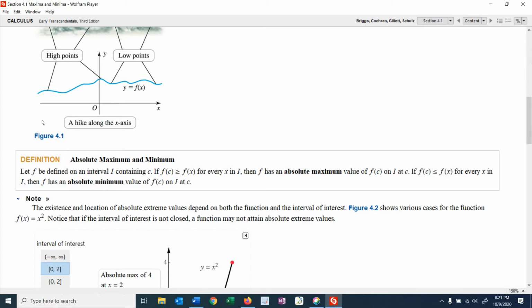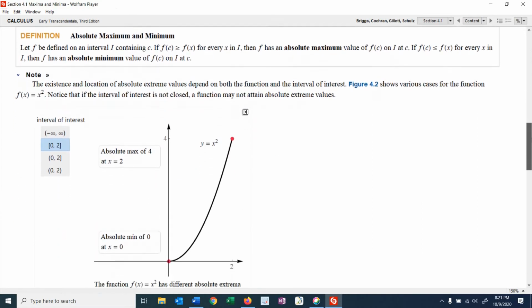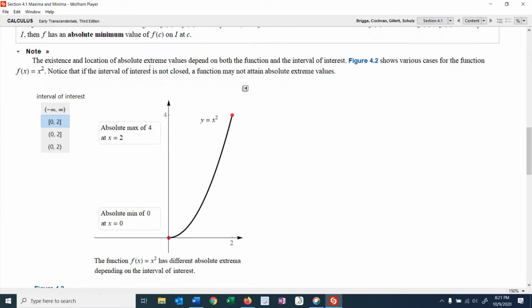Now, if f of c is less than or equal to f of x for every x in the interval I, then f has an absolute minimum value of f of c on the interval I, and it occurs at x equals c. So those are the formal definitions of absolute maximum and absolute minimum. Okay, so let's look at an example.